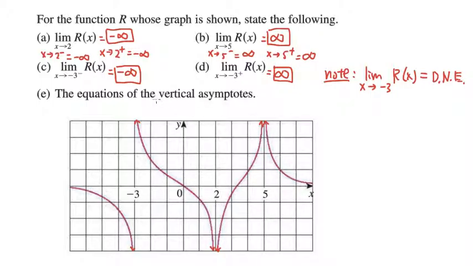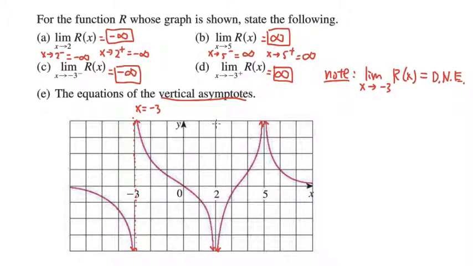Okay? And then the last part says we are going to find the equations for all the vertical asymptotes. So vertical asymptotes are where the function shoots straight up or straight down. So the first vertical asymptote, as you can see, is right here when the function shoots straight up or straight down. So the first one is when x is equal to negative 3.